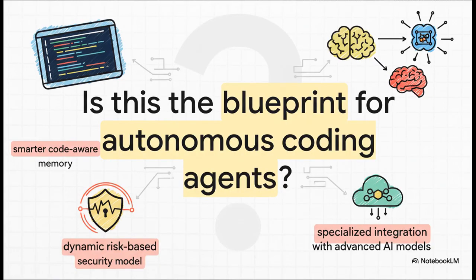So the question is, could these keys, smarter memory, dynamic trust, and specialized power, be the blueprint for all truly autonomous coding agents? I mean, VT Code already has this incredibly strong foundation. This evolutionary path just sets the stage for what could be the next generation of AI development tools. The core is solid. The future is all about making it more aware, more trusted, and more powerful. And really, this isn't just about building a better coding agent. This is about shaping a whole new way that we, as developers, are going to collaborate with AI to build software.